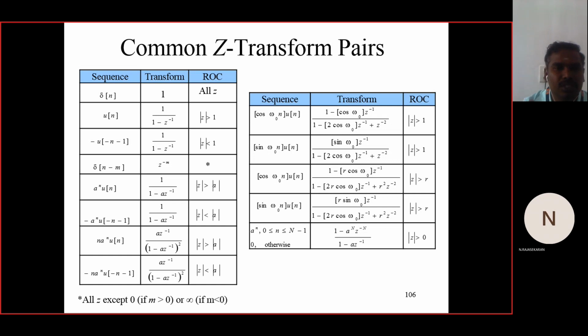So you have a unit circle. Below the unit circle you have the ROC, but in the previous case, above the unit circle you have the ROC. Like this, all the properties will be explained.